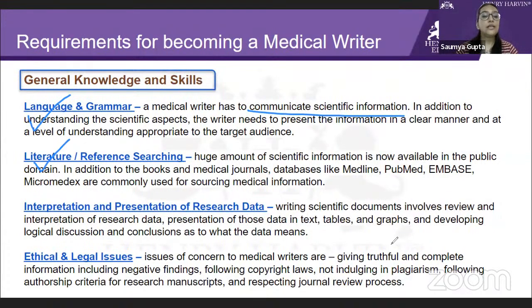So there are various databases. You can follow various databases like Medline, PubMed, Embase, Wiley Online Library, ScienceDirect, Elsevier. Then you have books also, from where you will get a lot of data.